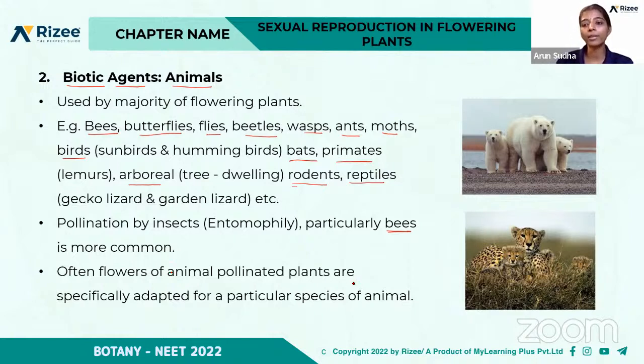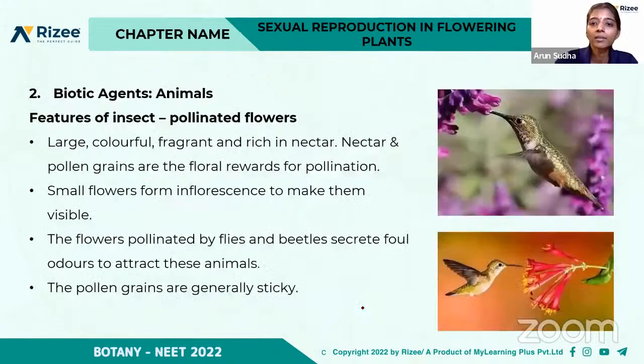But banana, if you take, is pollinated particularly by bats or birds. So each and every plant is pollinated by a specific animal, right? So often flowers of animal pollinated plants are specifically adapted for a particular species of animal. Okay.